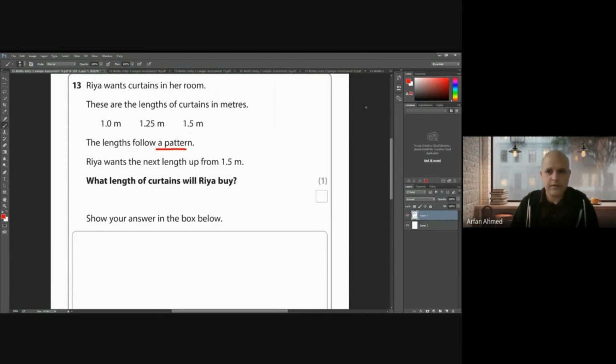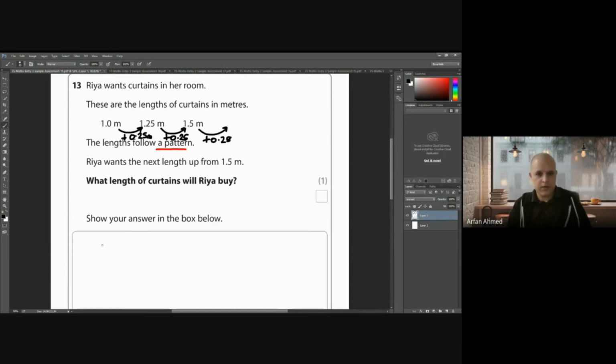Follow a pattern, right? So going from this to this, what's going on? It's added 0.25 meters. Yep. Same thing here as well. It's added another 0.25 meters. So the next one follows the pattern. You're going to have to add 0.25 meters.